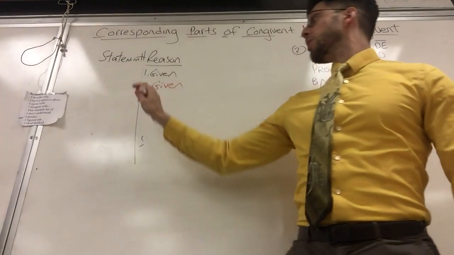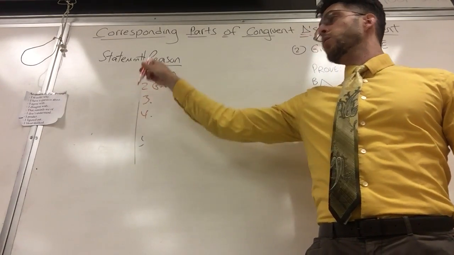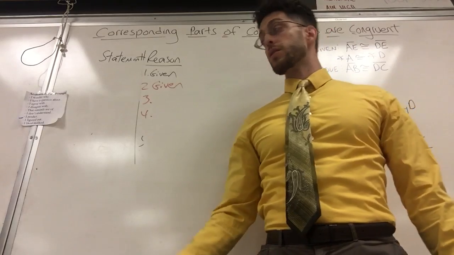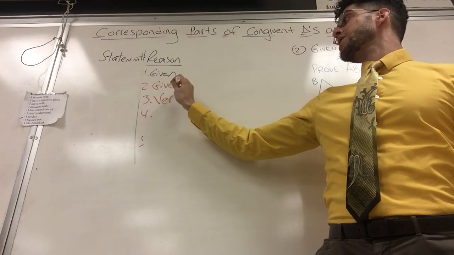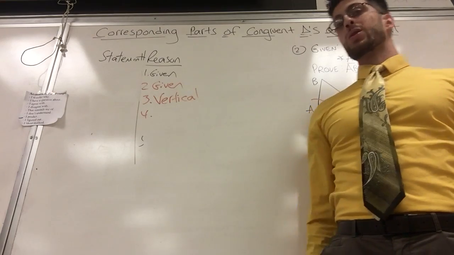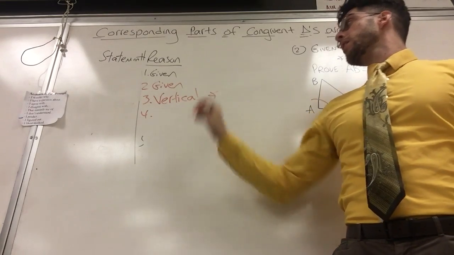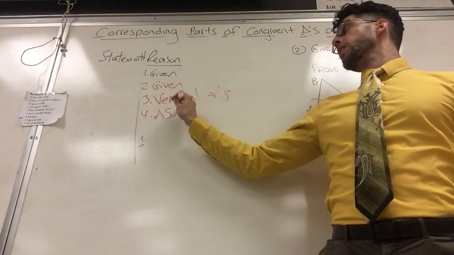Okay? So I'm cheating a little bit here. You figure out the statements. I'm just going to give you the reasons. What did I say this was? Oh, excuse me. Vertical angles are congruent. That's enough to use angle, side, angle.